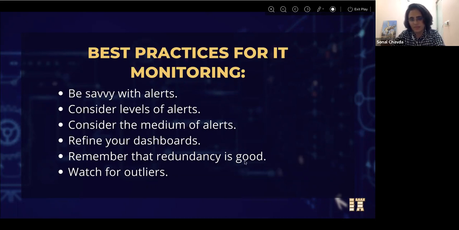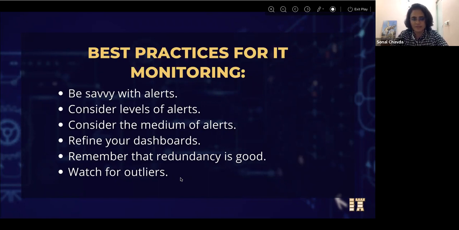Remember that redundancy is good. For example, URL monitoring can be done from various places. Redundancy is always good. It makes sure you see your service not just the way you see it, but the way your customers from different places in the world experience it. So redundancy is good.